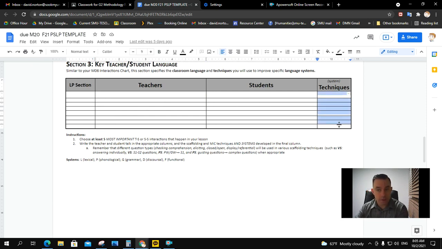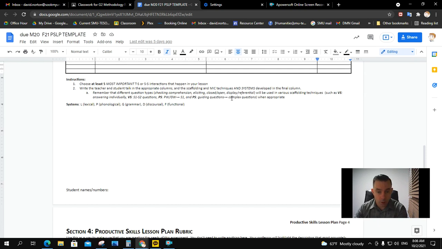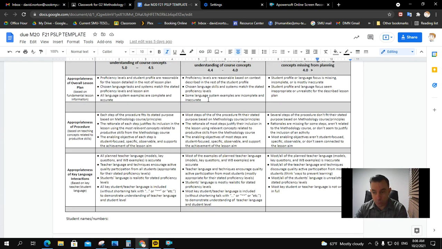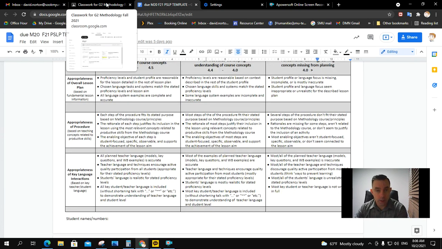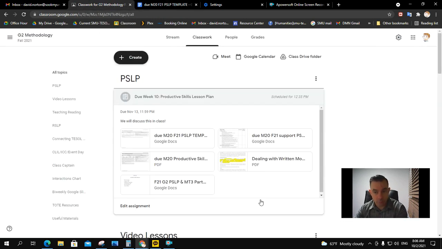And then in the techniques column, there's a particular format which you kind of saw in the interactions chart that these should be written in, but also you want to include the language systems that you're focusing on. And this, of course, is your rubric. Let me share with you the model which I created to scaffold this assignment.